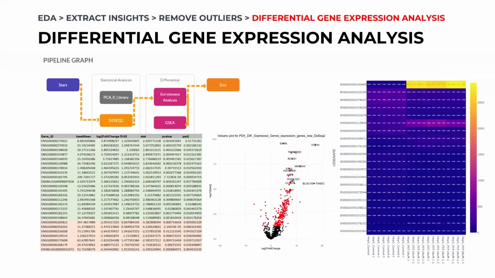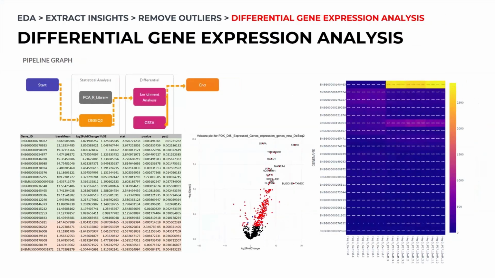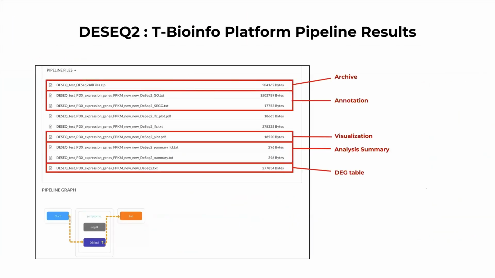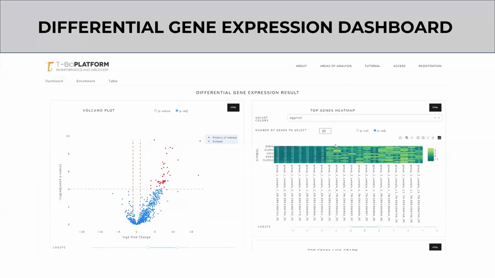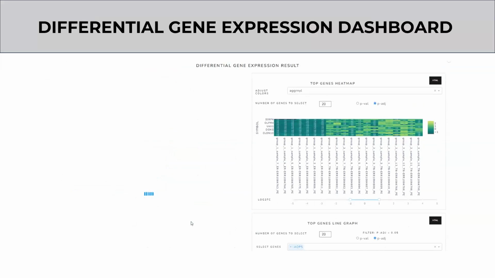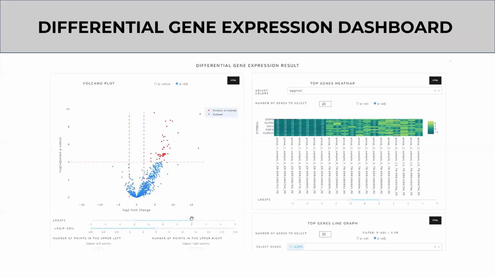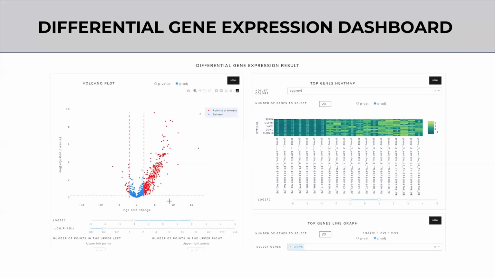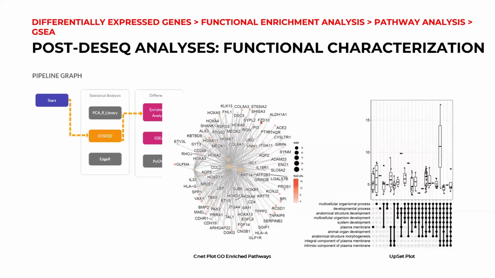So this is what the server pipeline and the results look like. And on the server, you have these files that you would get to download. On the server, you will also have a dashboard, and it helps you interact with your results and change the parameters in real time and see how your results vary or change so that you could report the findings.